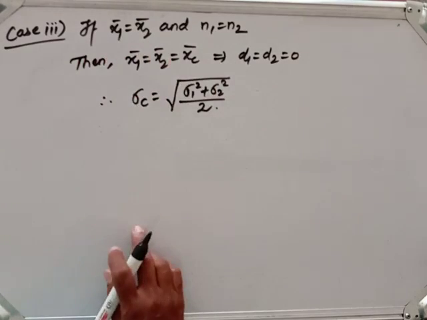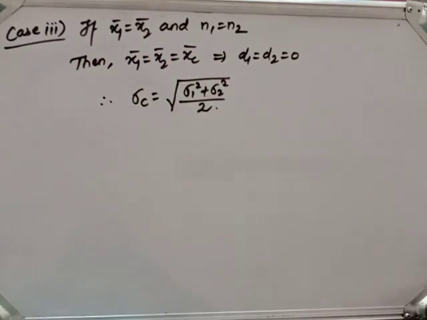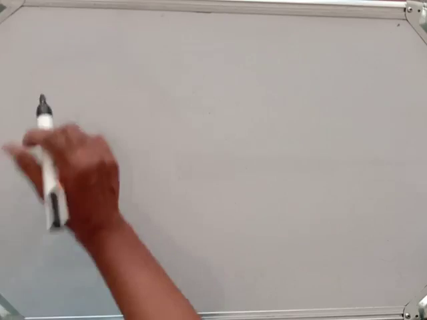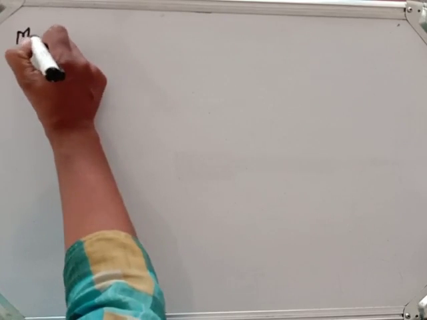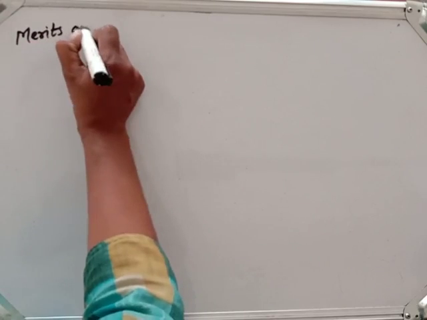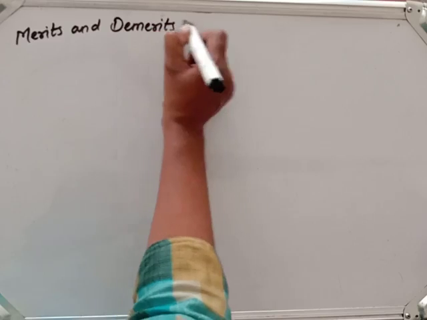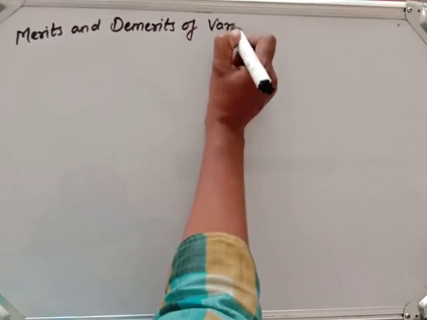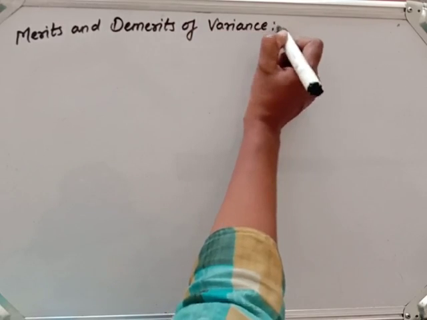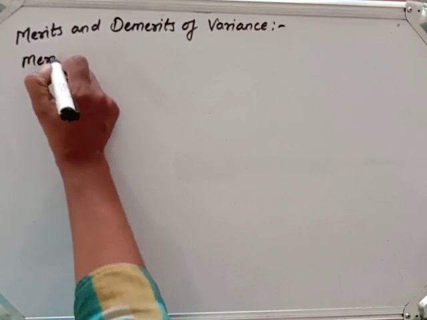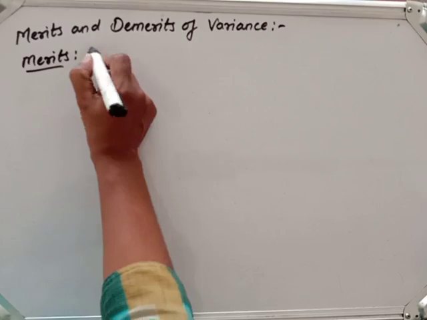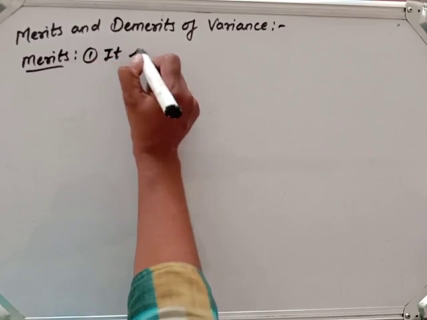Now let us see the merits and demerits of variance. Then the same are applicable for the standard deviation also. So let us see the merits first. Merits, what are they? The first one, it is rigidly defined, means what?